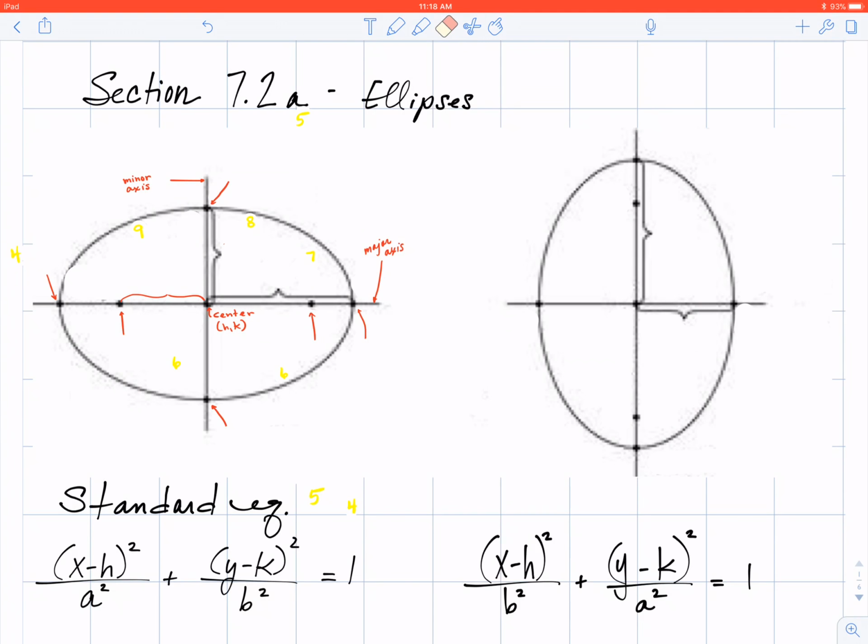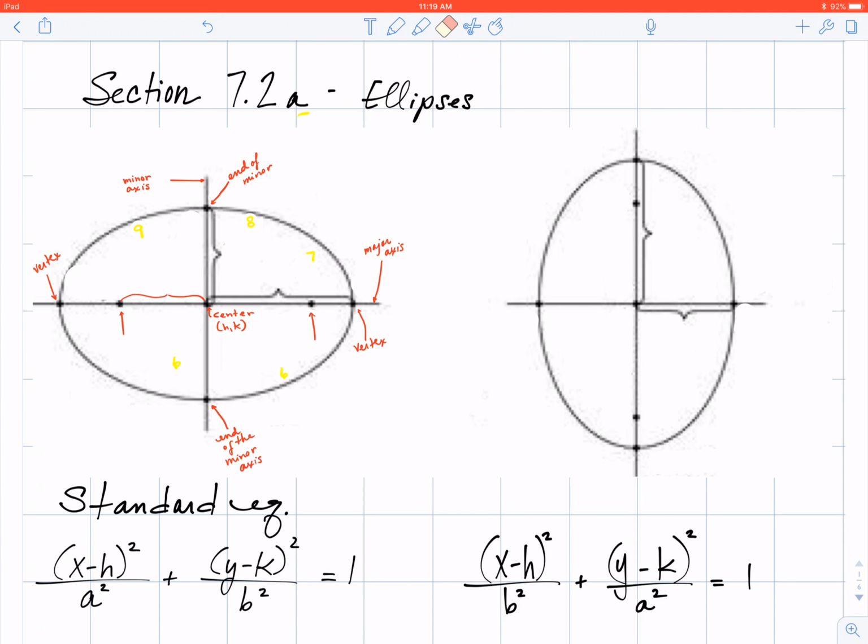On the major axis, I have 2 points. Each of them is called the vertex, and it's a turning point, much like it was back in the parabola. Notice that the vertex is the end of the major axis. I also have something for the end of the minor axis, and I have no special name for that. It's literally just called the end of the minor axis.